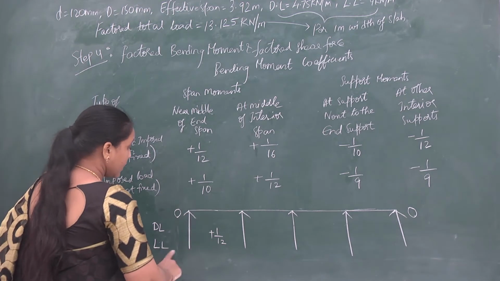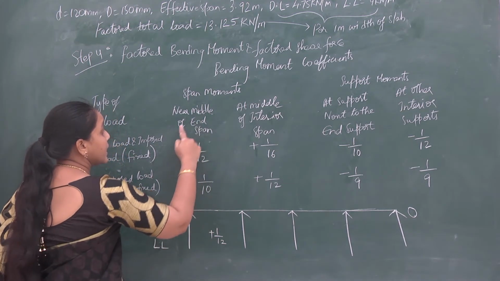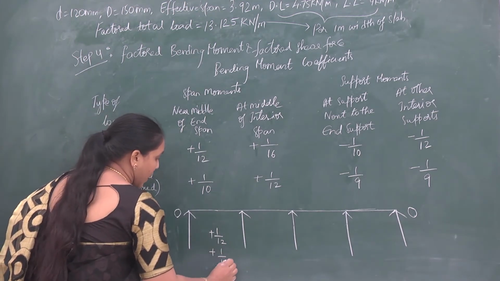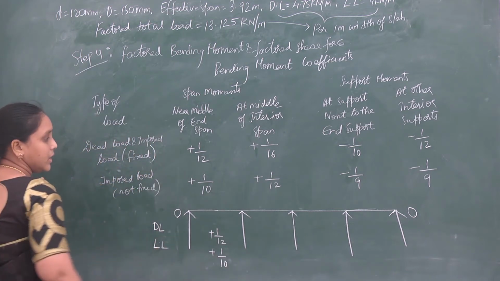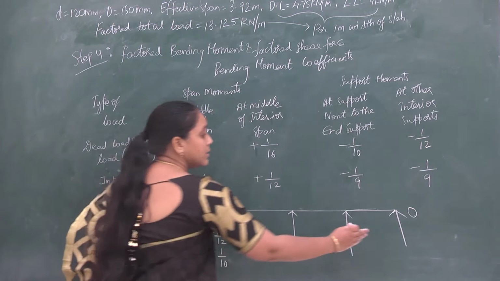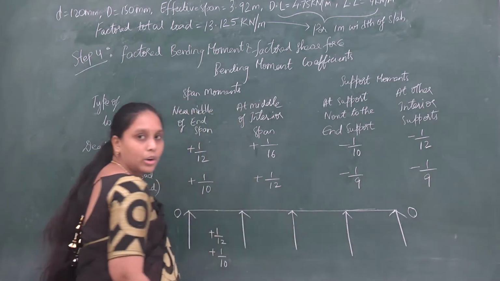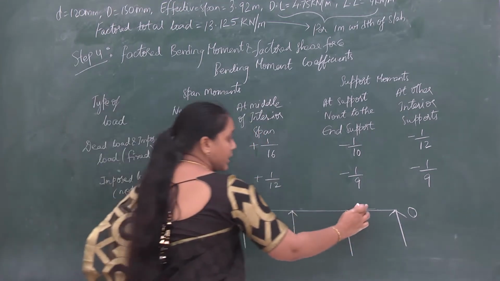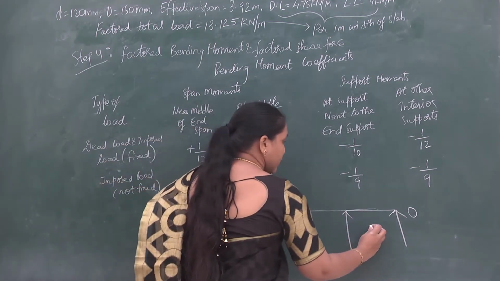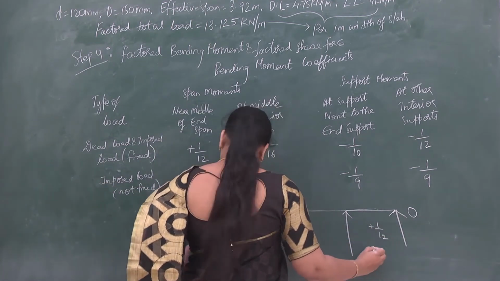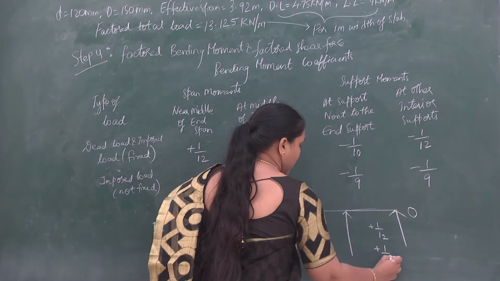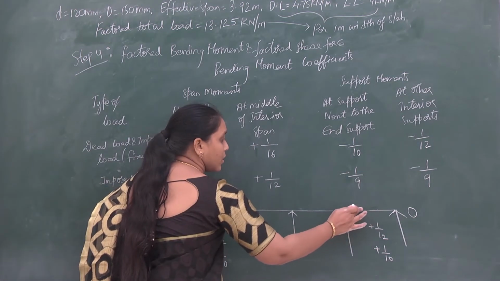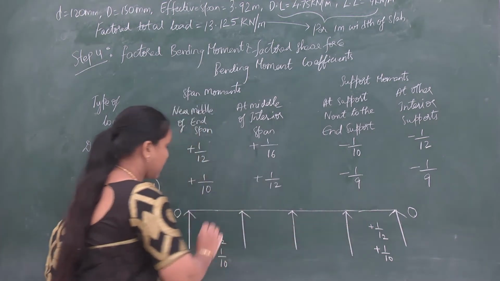And for the imposed load, the bending moment coefficient near the middle of the end span is plus 1 by 10. That is for the live load, and this is for the dead load. In a similar way, this is also our end span, so near the middle of the end span, the dead load coefficient will be plus 1 by 12, and the live load bending moment coefficient will be plus 1 by 10. That is at the middle of this and at the middle of this.